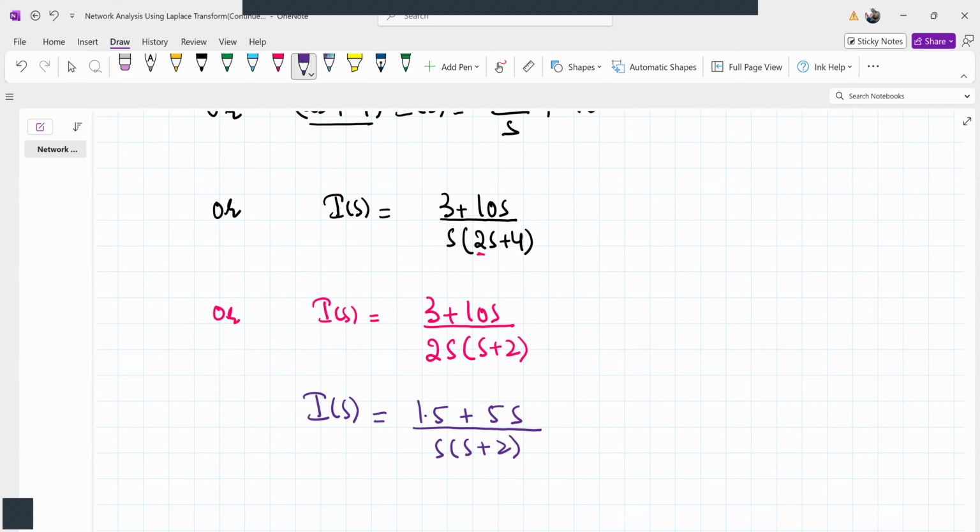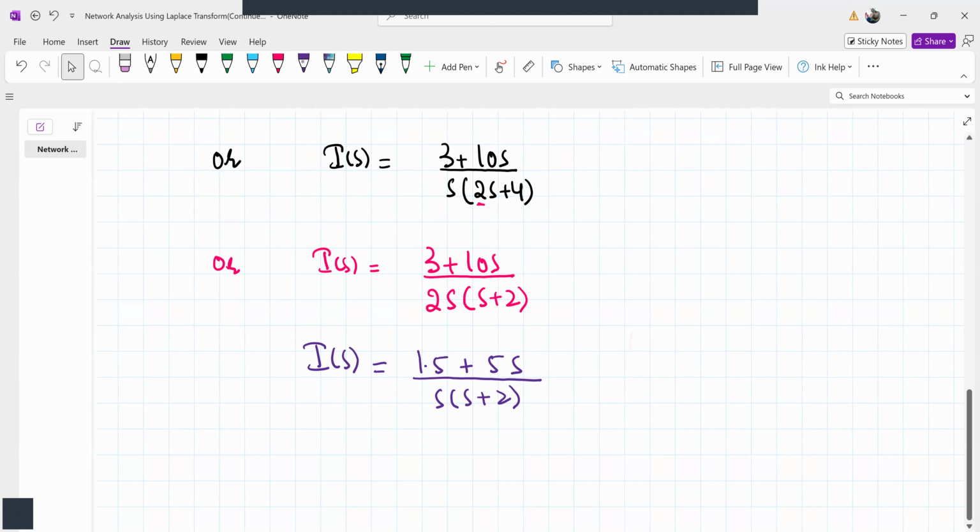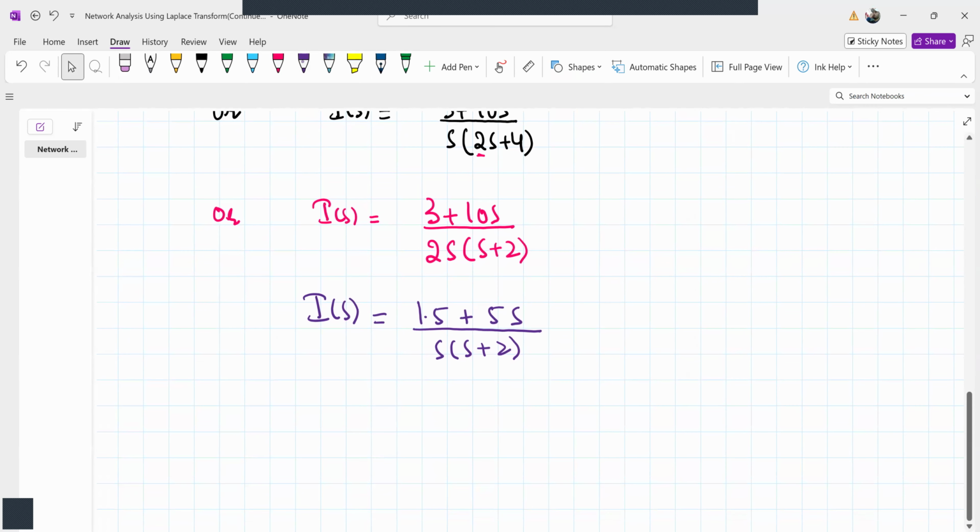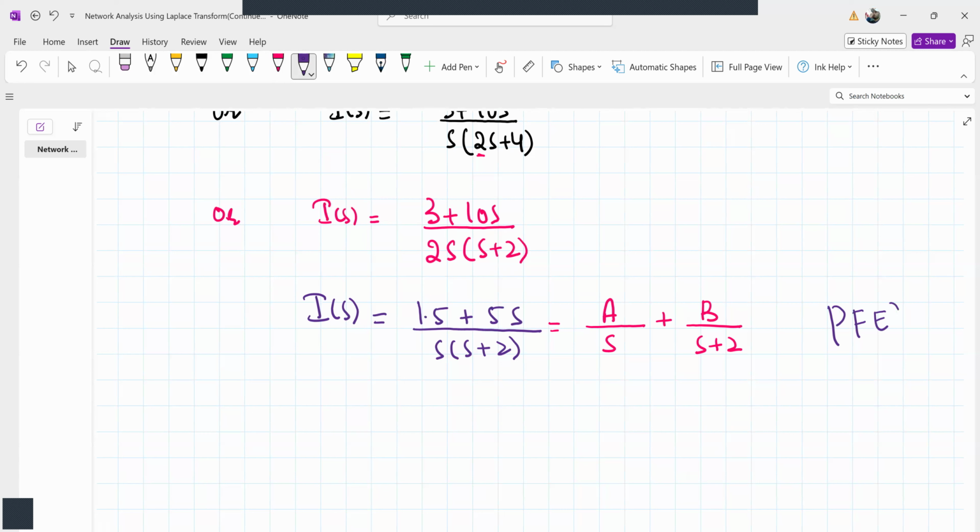So now what we'll do next? Next, we'll apply partial fraction expansion to this, right? We have two terms in the denominator, so partial fraction expansion of this will be simply A divided by S plus B divided by S plus 2. This is the partial fraction expansion step. Our goal is to find A and B.